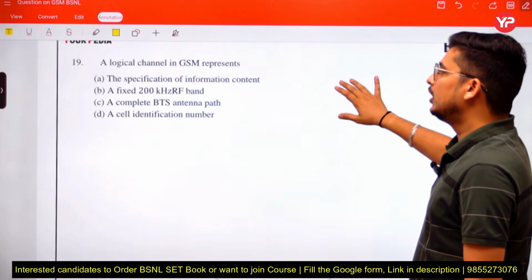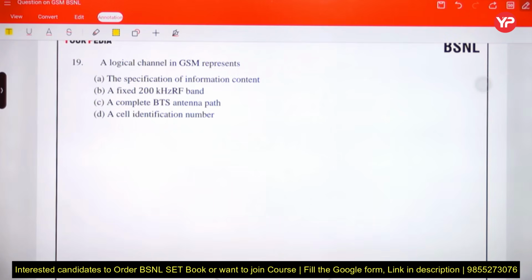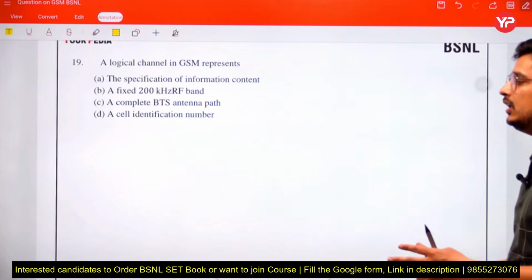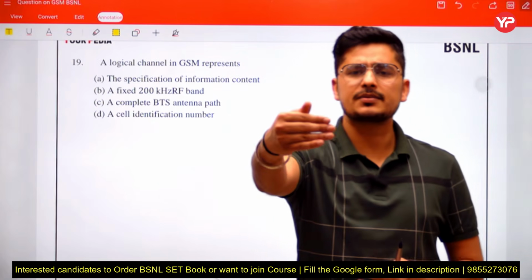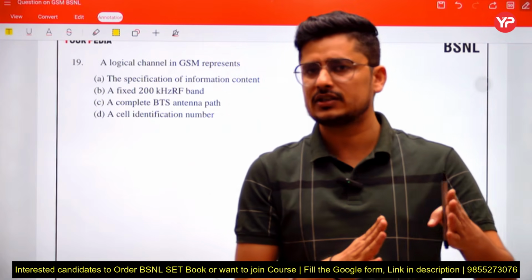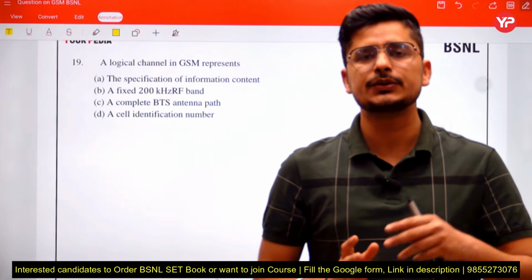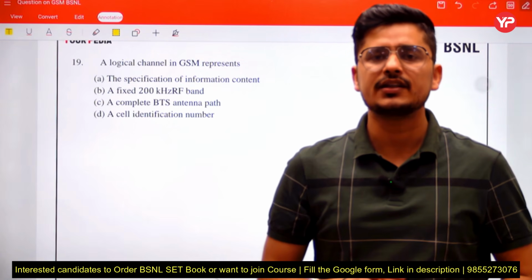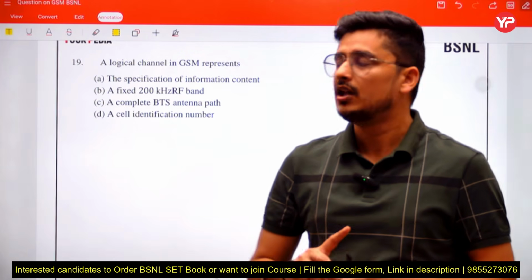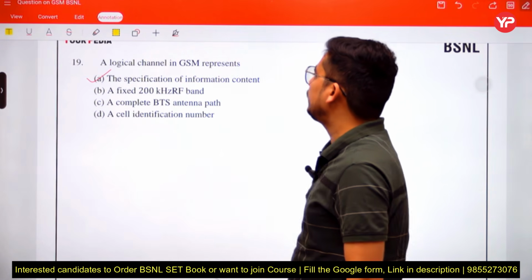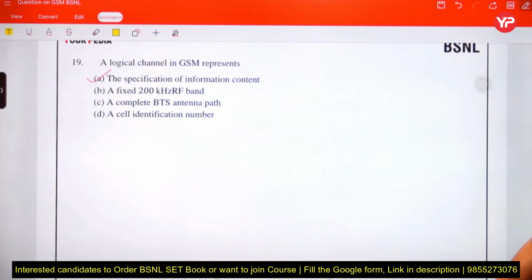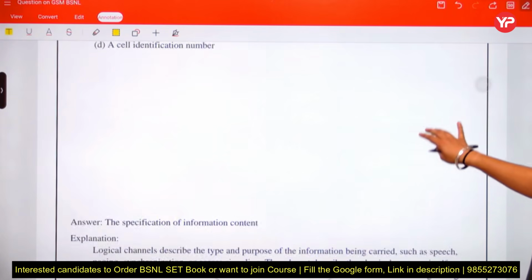Next question is, the logical channel in GSM is represented by what? Whenever we are talking about the logical channel, it means all the logical information. This is how the subscriber connects with the call. Before the call connection, before allocating the physical channel to you, what is happening inside the network is done by this logical channel. So the logical channel represents a specification of information content inside the network.